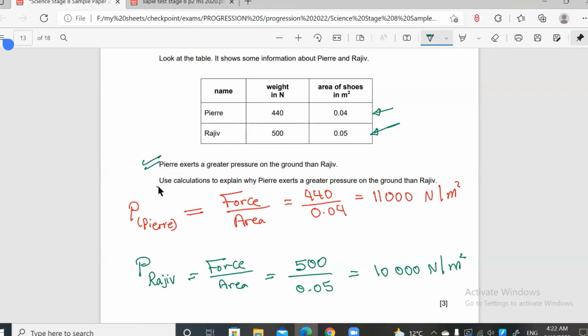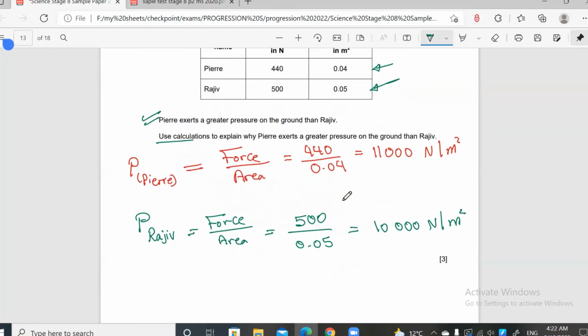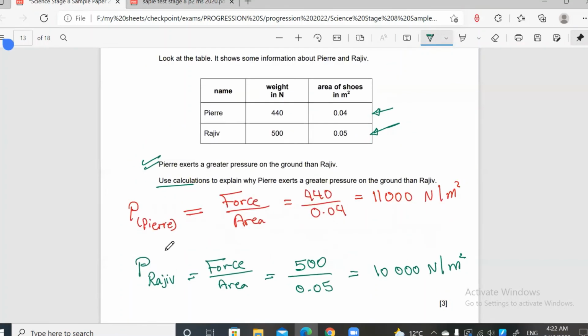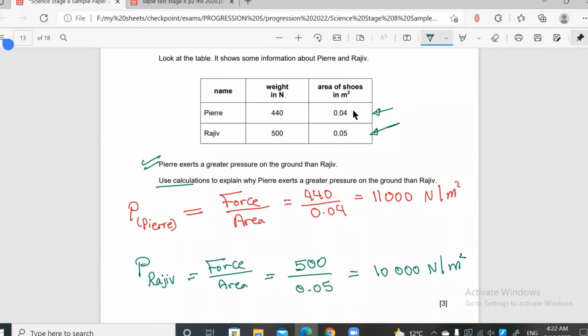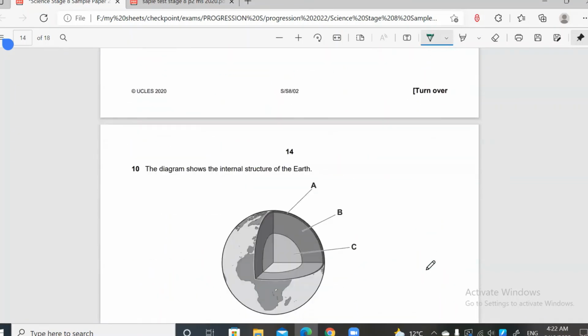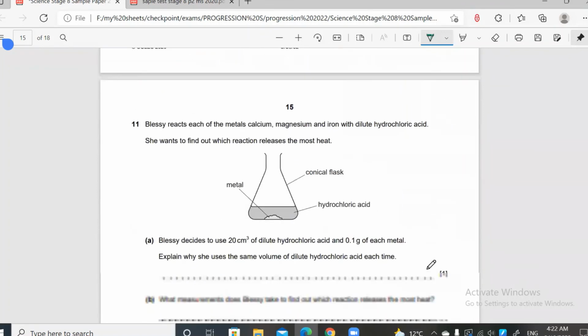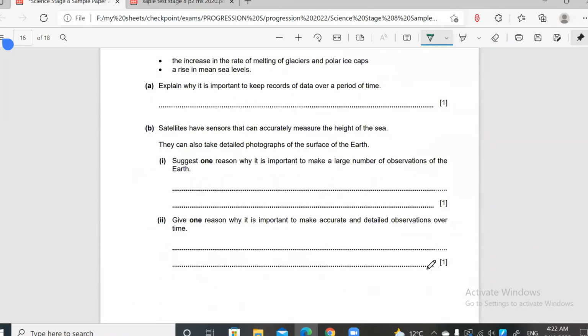So by using a calculation, we can prove that Pierre exerts greater pressure. And without calculation, you must notice that as the area of the shoes decreases, the pressure increases, as we said in the rule. This is a question from the physics paper, stage 8, paper 2, sample test 2020.